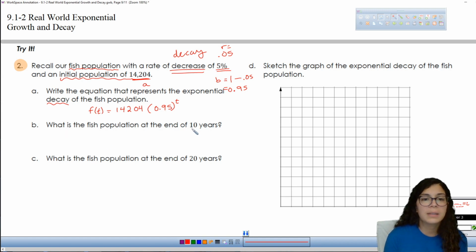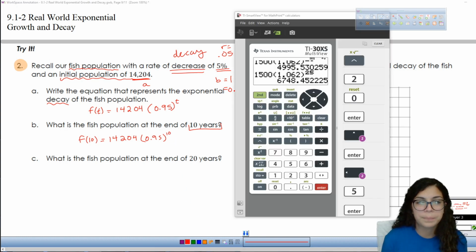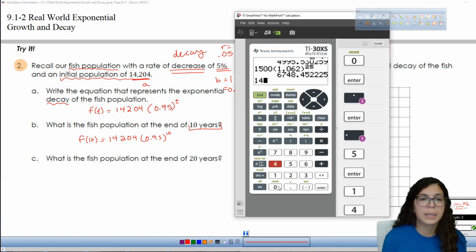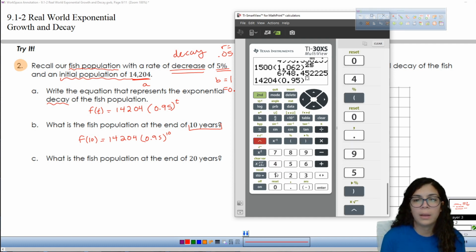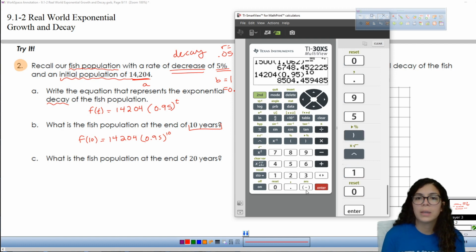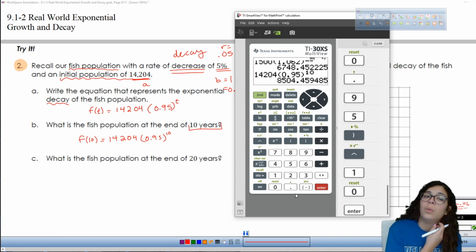Now, part B says, what will the fish population be after 10 years? Well, let's find what is f of 10. And again, you're just plugging in 10 in for t. So 14,204 times 0.95 to the power of 10. And I will plug it into the calculator all together just to save time. So 0.95 to the power of 10. And we get 8504.45, etc.